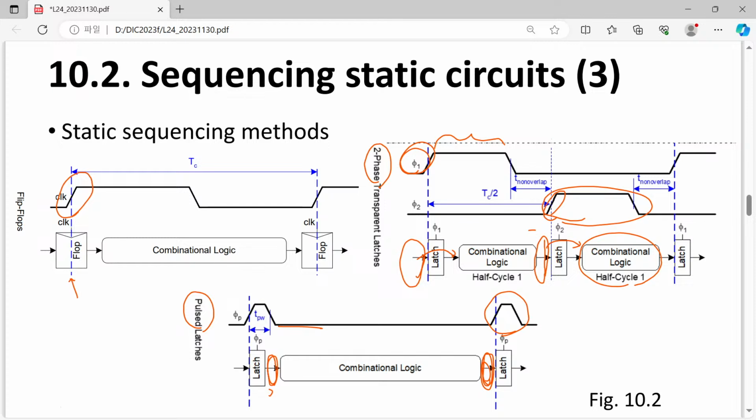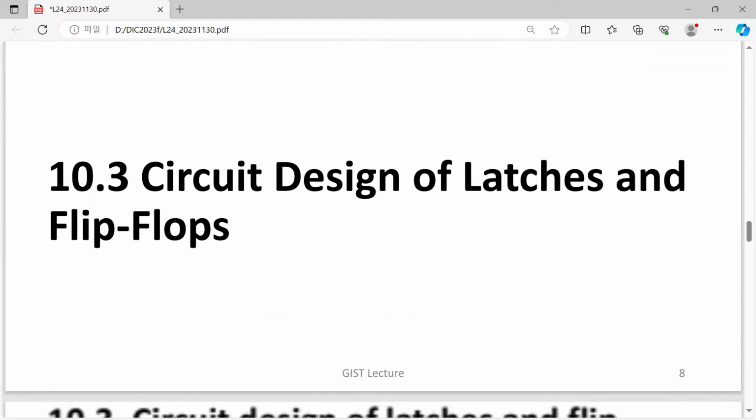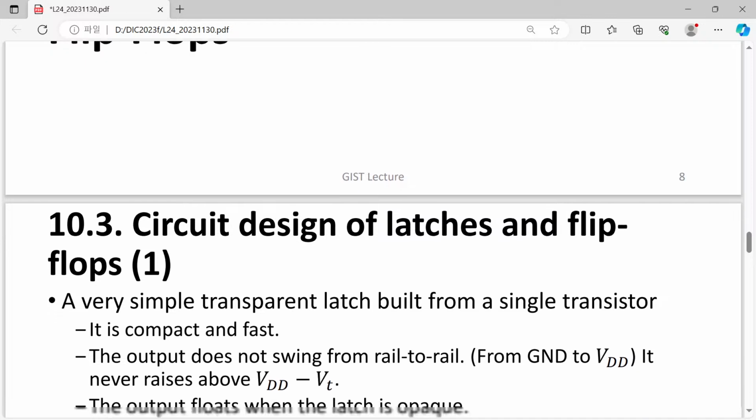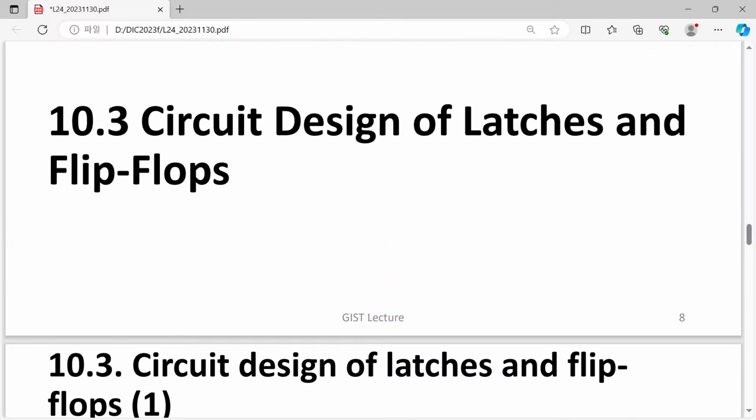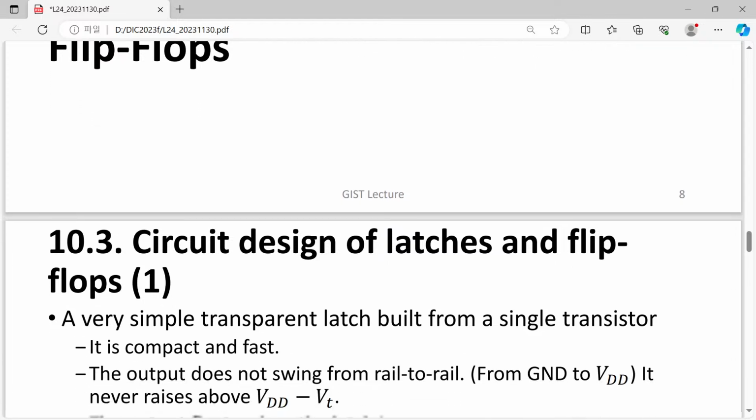After that, send it to the combinational logic and it will process its output, and this kind of unit operation is repeatedly done by our system, combining combinational logic and sequential circuits.